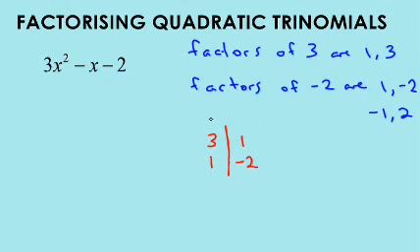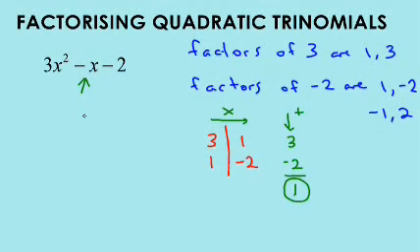And then what we do is we multiply in rows. So we do the 3 times by 1 and the 1 times by negative 2. Then these results we would add together, and if they give the result of the coefficient of x in our quadratic, which here is negative 1, we've done the right thing, but that is not what we have in our calculation.